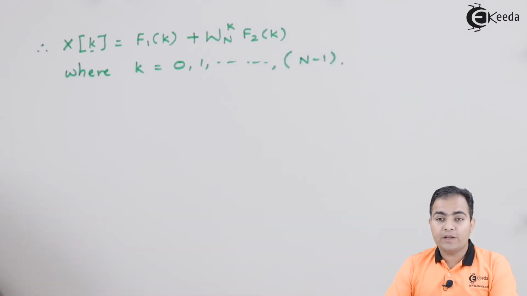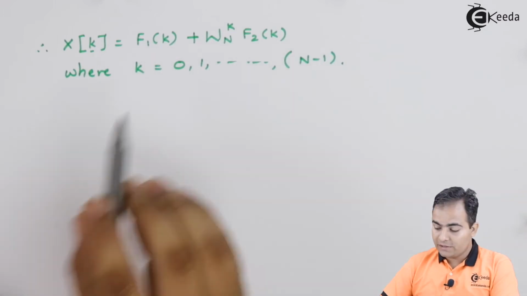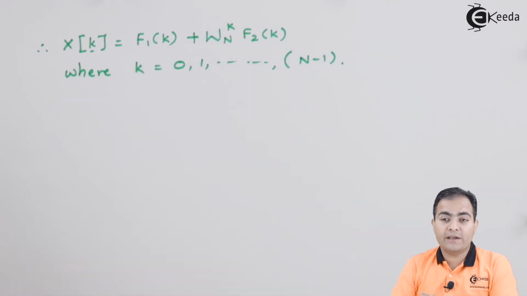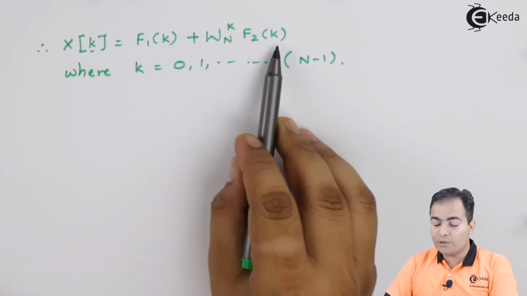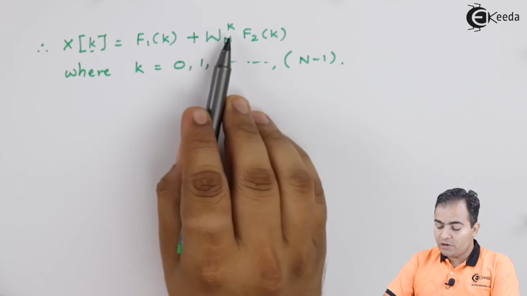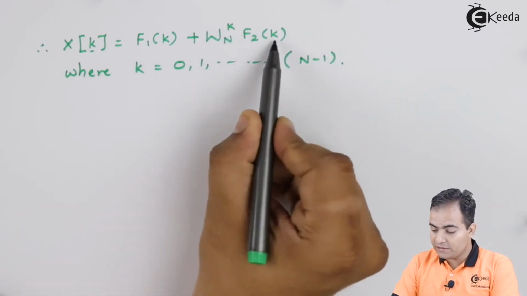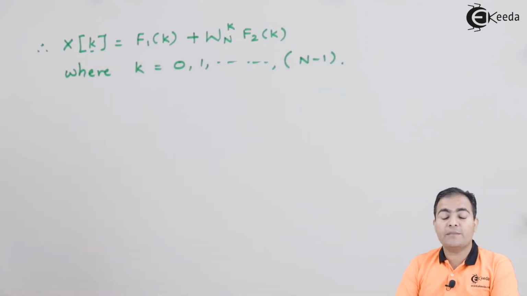Now what I'm going to do, I'm going to add some delay in the even part as well as in the odd part. That is, this k is delayed by n by 2. Similarly, this f2 of k is also delayed by n by 2. So which means all these k's are delayed by n by 2. So this k and this k are replaced by k plus n by 2.